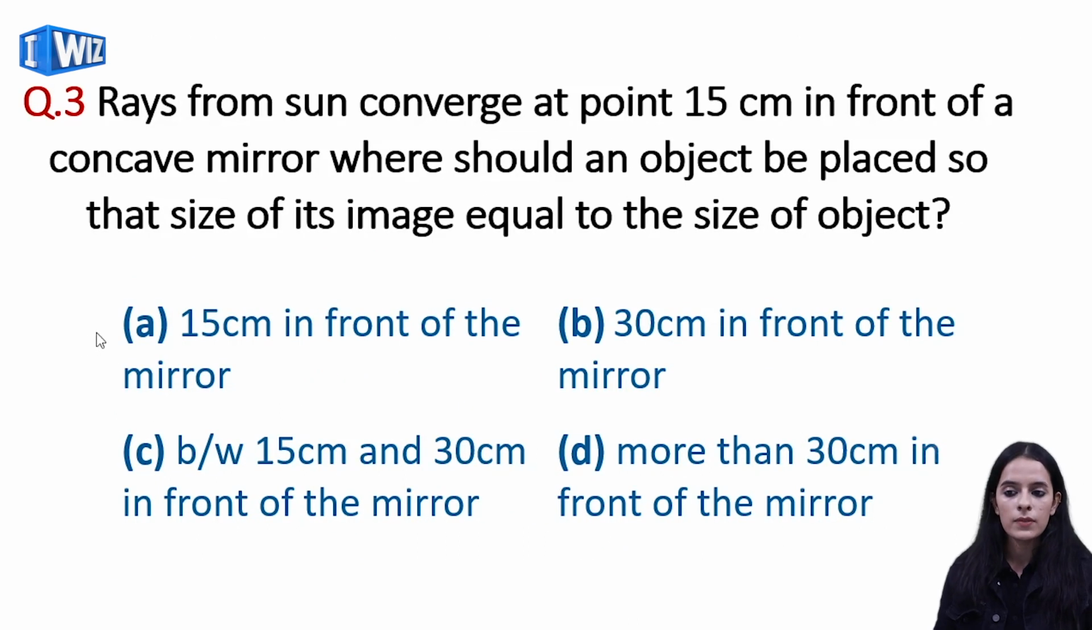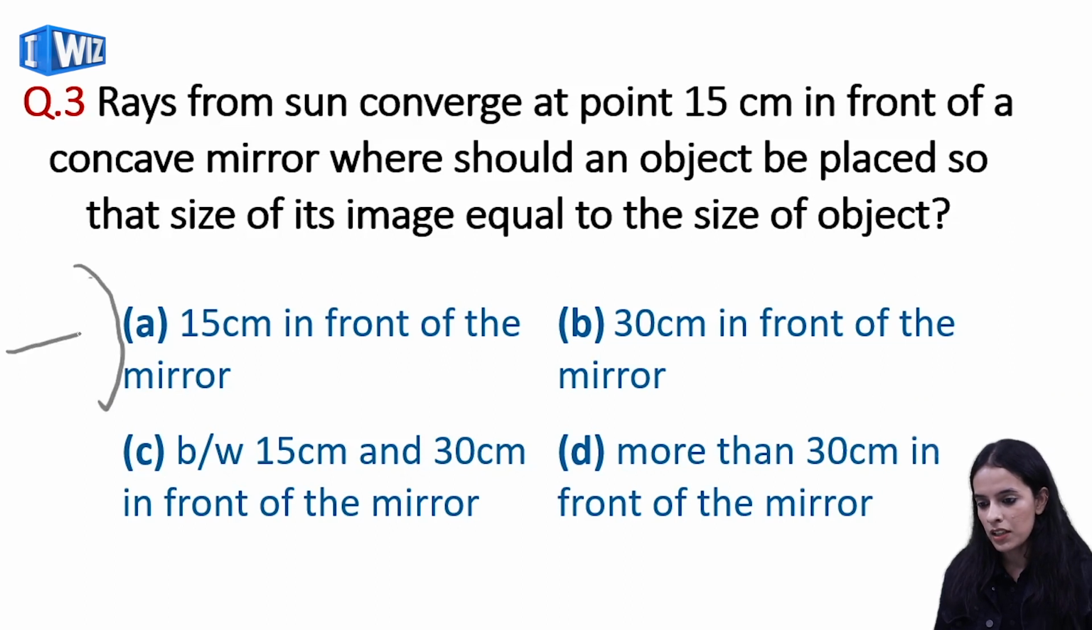Rays from the sun converge at a point 15 centimeter in front of a concave mirror. Where should an object be placed so that the size of its image is equal to the size of the object? Means we are taking a concave mirror here, and in which case the object size is equal to the image size. We already know the center of curvature. This is focus. This one is pole.